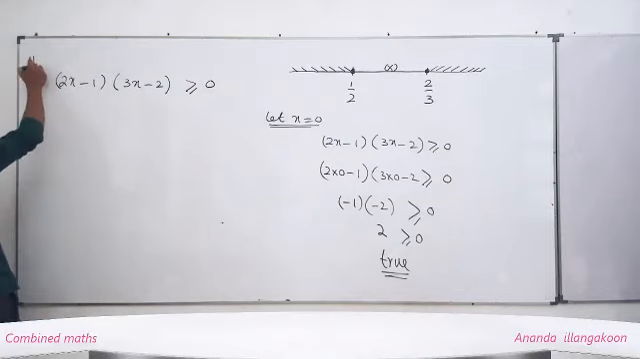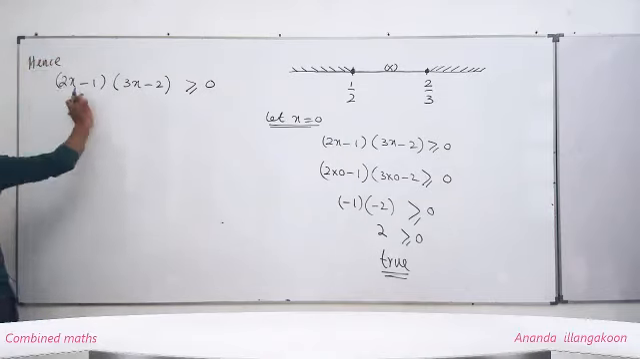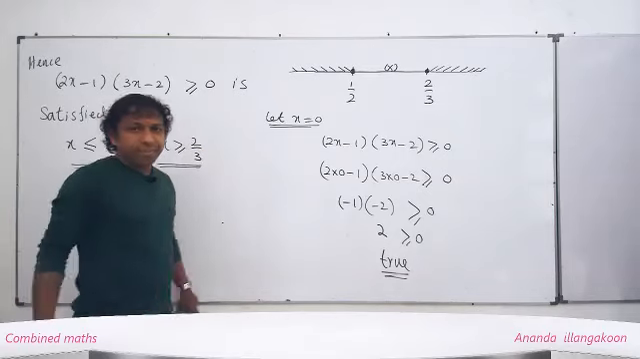Hence, this is satisfied. By what, people? x is less than or equal to half, or x is greater than or equal to 2/3. This is how we take.